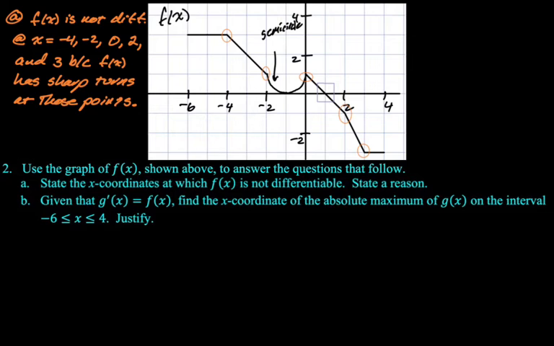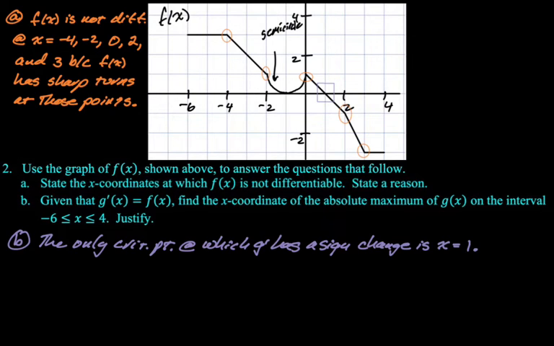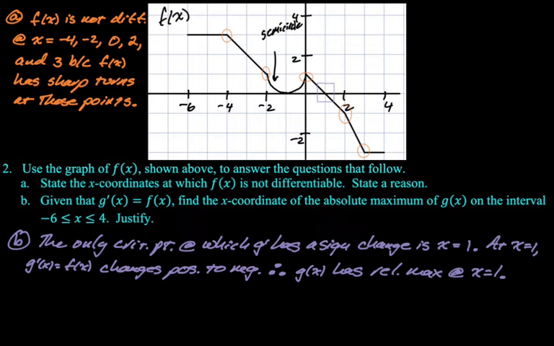So now all we have to do is really write up what we've said. So the only critical point at which g prime has a sign change is x equals 1. That's the only place there's a sign change. Now at x equals 1, g prime, which is f of x, changes from positive to negative. So that means we definitely have a relative maximum for g of x at x equals 1. Now we just need to say that it's the absolute maximum, and our reasoning is there's only one critical point at which this could happen, and it is a relative maximum, therefore it must be the absolute maximum, right?